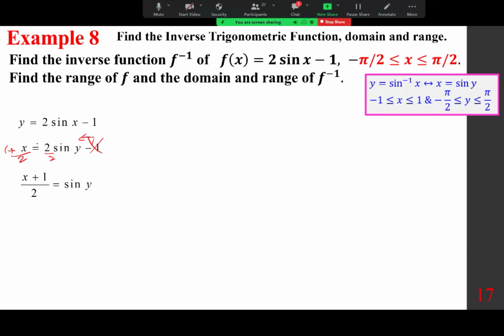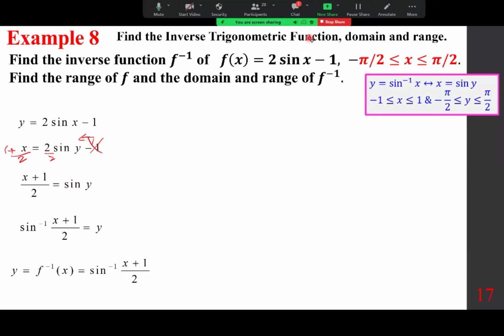Now we can apply the inverse function, paying attention to y equals sine inverse means x equals sine y. So sine y equals x plus 1 over 2. That means sine inverse of this is this. Sine inverse of the expression x plus 1 over 2 is y. Replace the y with sine inverse, and these two functions are inverses of each other.